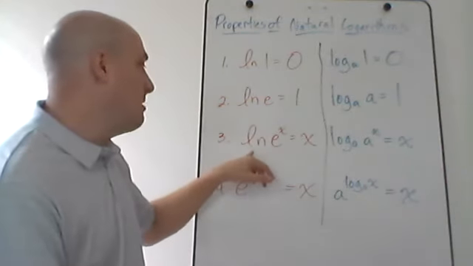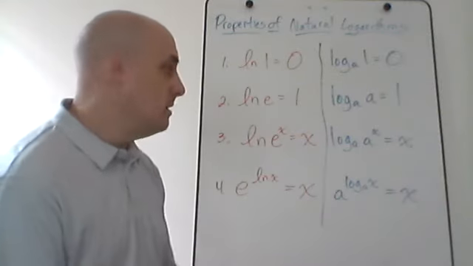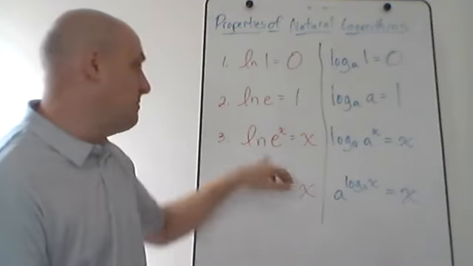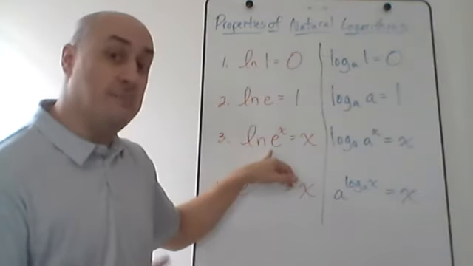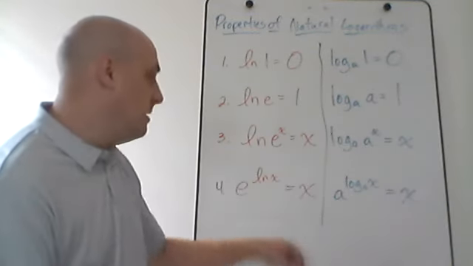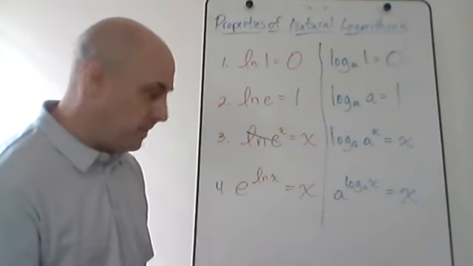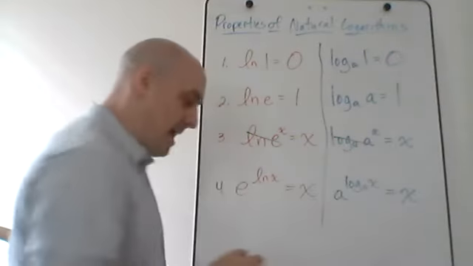Right? Same idea for number 3 here. The natural log of e to the x power equals x. Right? Just like over here, log base a of a to the x power equals x. If the base of your logarithm, which remember for the ln, for the natural logarithm, is base e, if that base of the logarithm matches the base of the exponent, they cancel each other out. Right? The ln cancels out the e. Right? Just like over here, the log base a cancels out that a raised to a power.